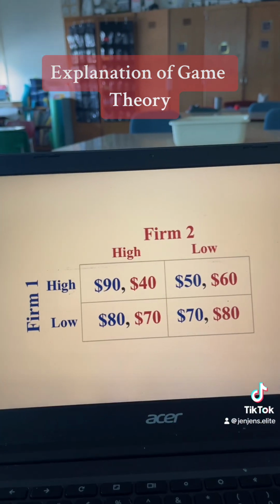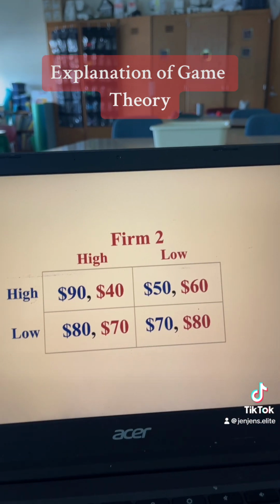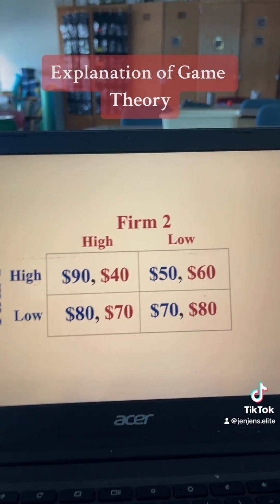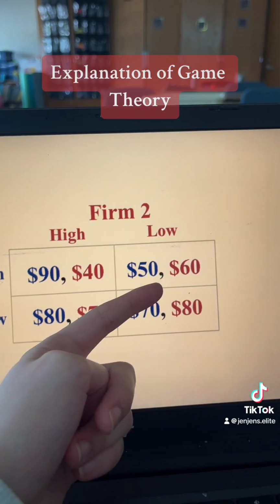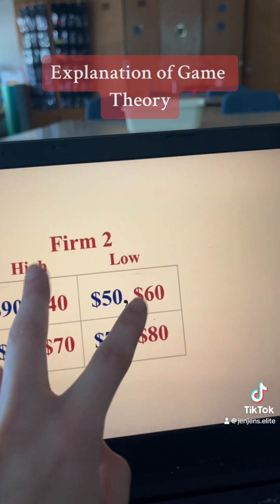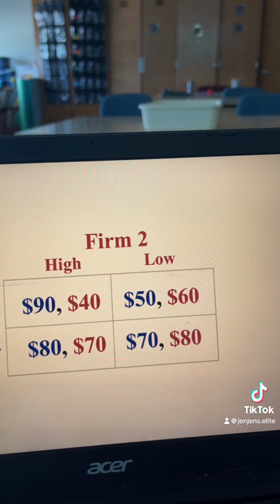The point of game theory is to strategically choose which option is going to make you more profit, and that is why when firm 1 goes high, this firm 2 is going to choose low, because out of these two options, 60 is going to make them the most profit, and vice versa.